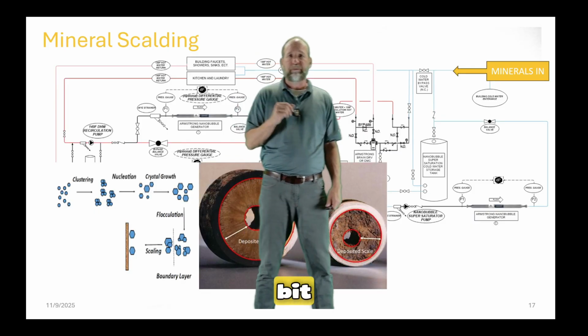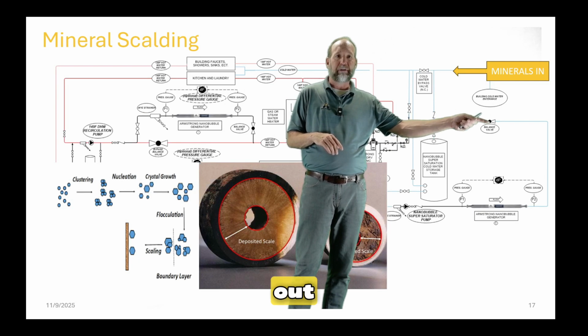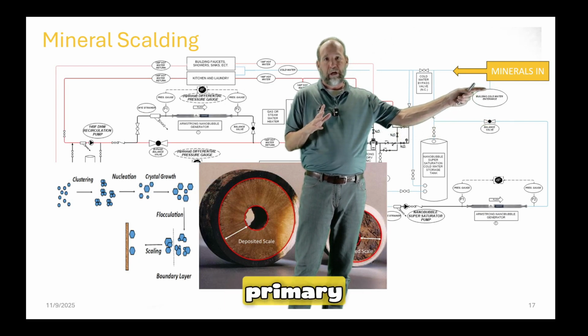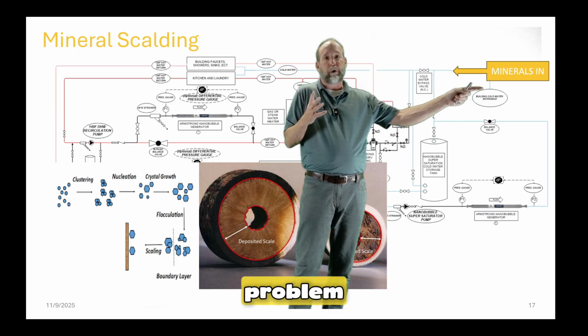Okay, let's talk a little bit about how mineral scale forms. So we mentioned that the minerals are coming in out of the groundwater. You've got calcium and magnesium. Those are the two primary minerals that cause limescale. They're in solution, so they're just floating around in the water, no problem at all.